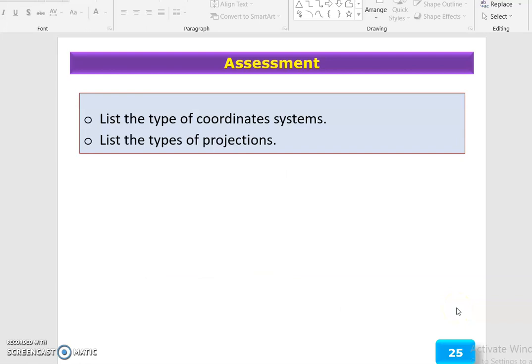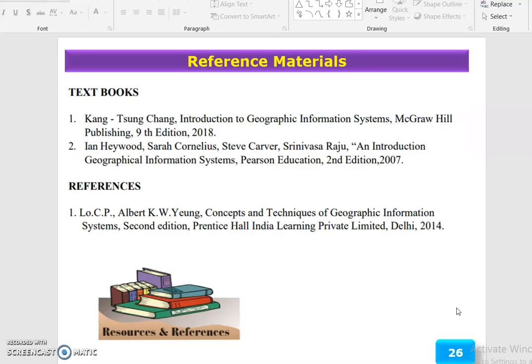So the assessment part of the session is: what are the types of coordinate systems? List out the types of coordinate systems and list out the types of projection. These are the reference materials.